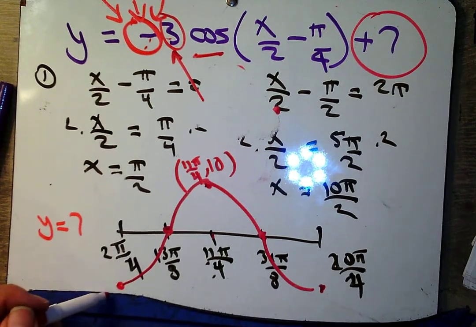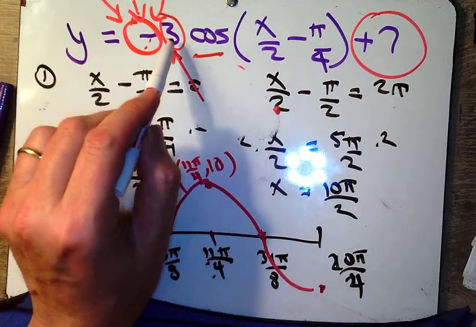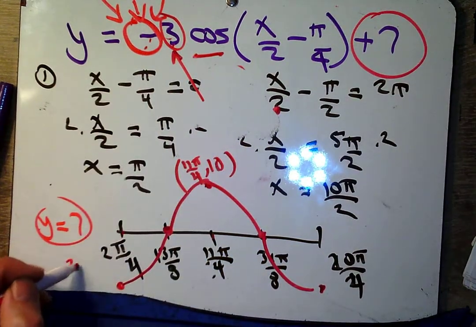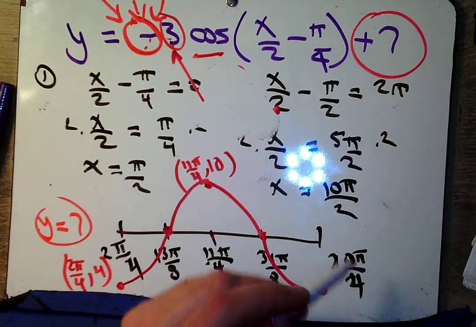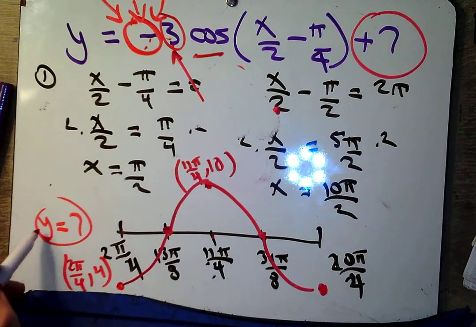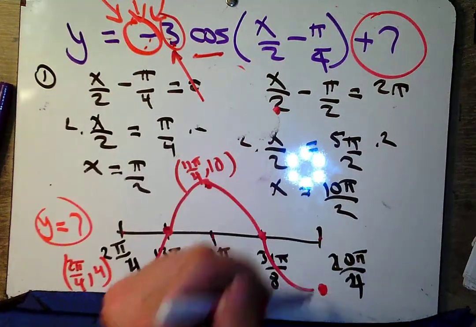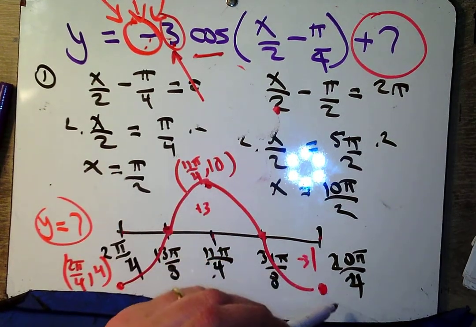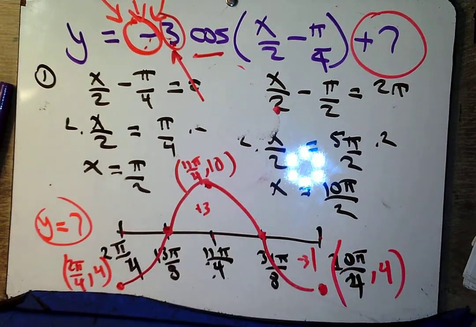Here, at 2 pi over 4, the y value was 7, but wait, we went down 3 from there. So 7 minus 3, 2 pi over 4, 4. And here, 20 pi over 4 is the x value. The y value here is 7, but we're going to go down 3. Here we went up 3. Now I'm going down 3. So 7 minus 3 is 4. All right, there's my well-labeled graph.